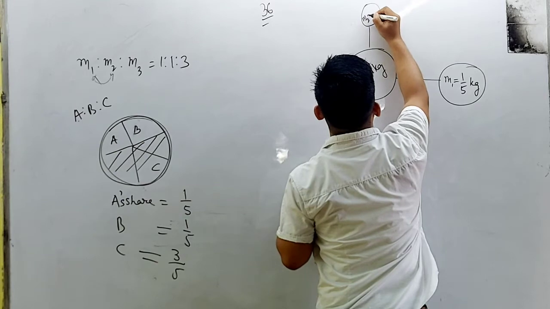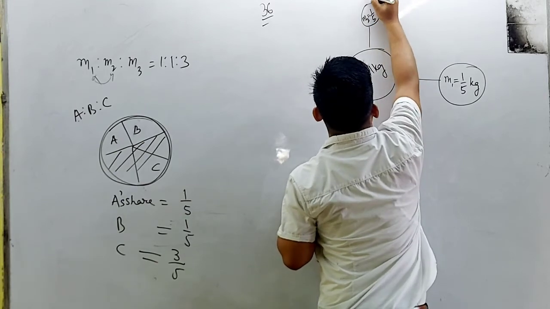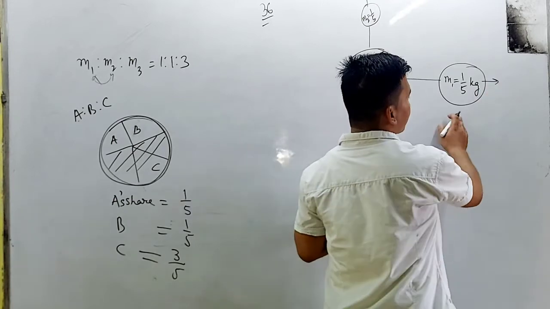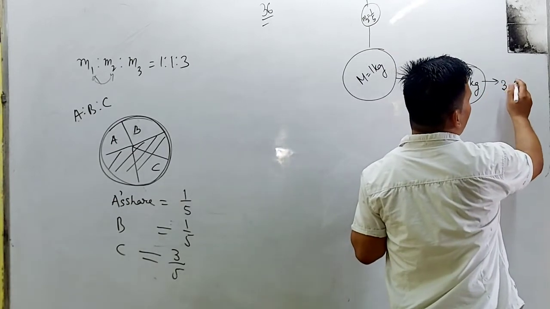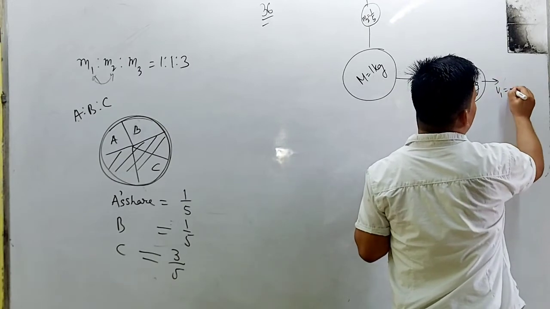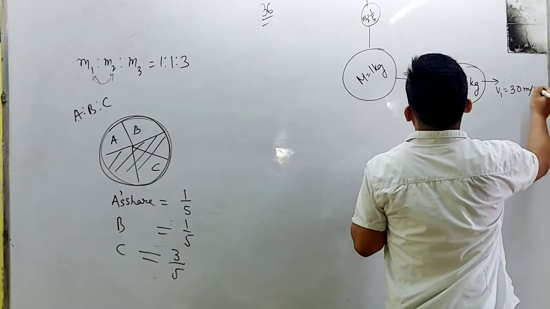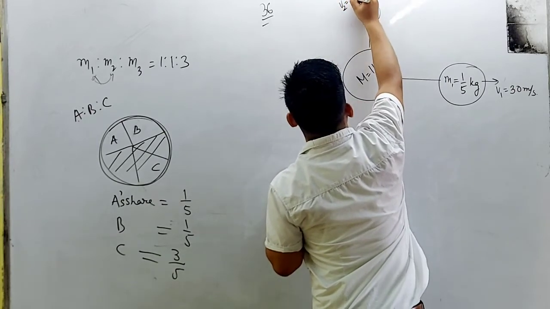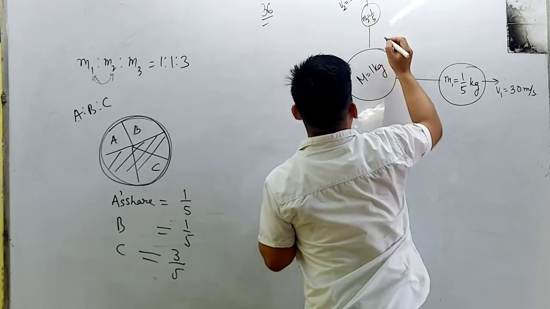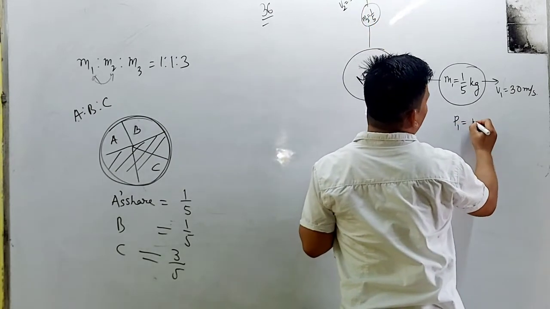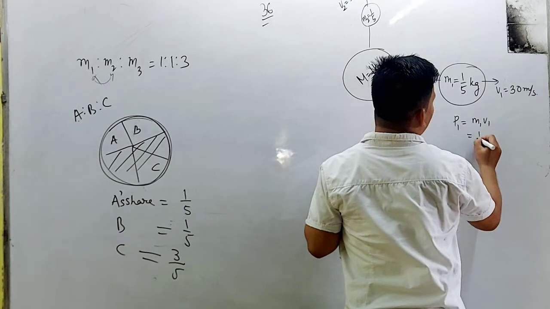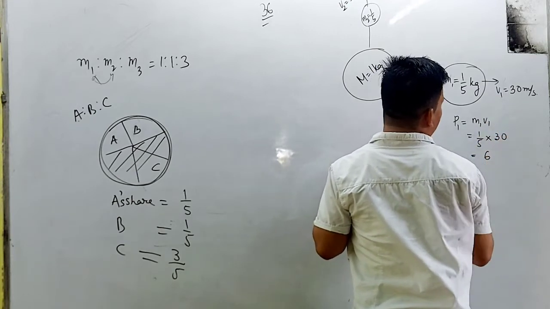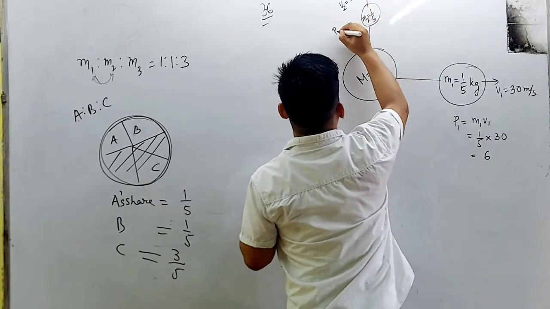M2 will also be 1 by 5 kg. And what are the velocities? V1 is equal to 30 meter per second, and V2 is also equal to 30 meter per second. So our P1 will be equal to M1 V1, which is 1 by 5 into 30, so our answer will be 6. Your P2 will also be 6.